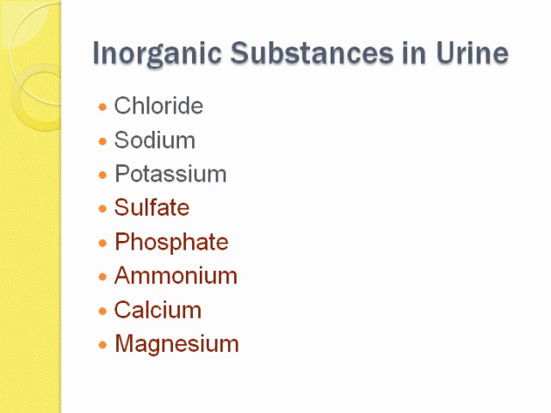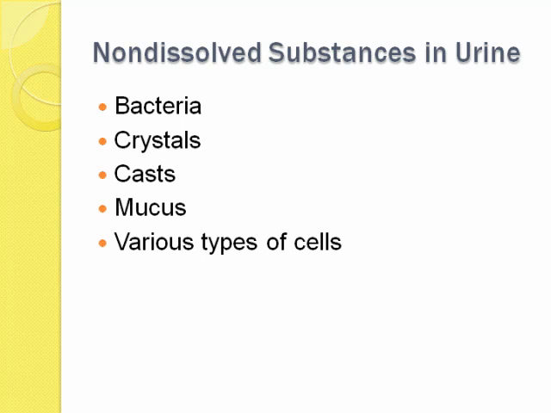Inorganic substances found in the urine include this list: chloride, sodium, potassium, found in larger amounts, sulfate, phosphate, ammonium, calcium, magnesium, found in smaller amounts. Non-dissolved substances, normally we see these when we do a microscopic: bacteria, crystals, casts, mucus, various other types of cells.